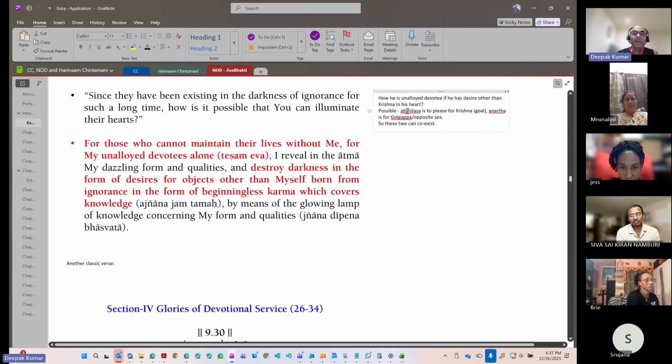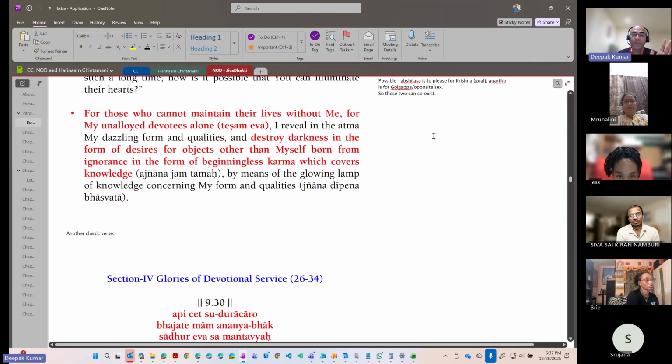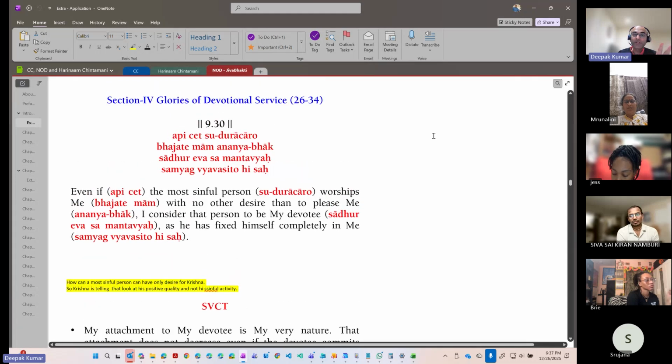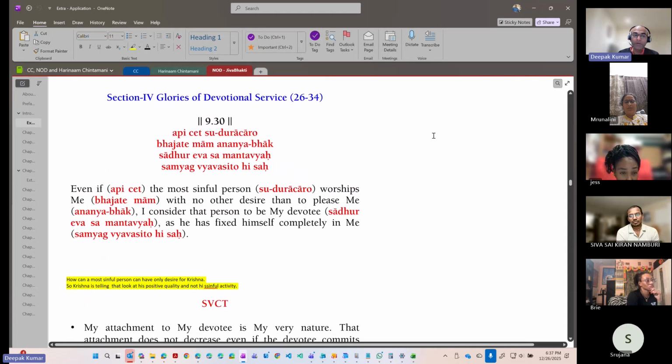So if somebody is like that, it will not mean that they are not practicing. They won't be considered to be doing mixed bhakti. These two can coexist, and that's what the scripture is talking about. Now here are some glories of devotional service, which will again prove the point. Even if the most sinful person worships me with no other desire than to please me, I consider that person to be my devotee, as he has fixed himself completely in me.